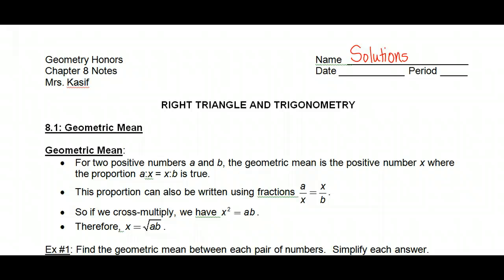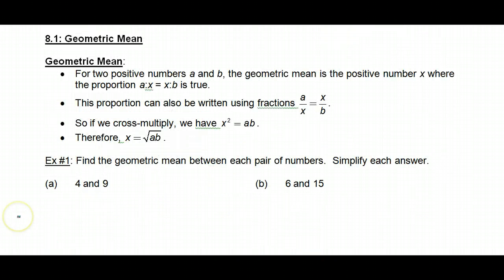So, yeah, those are the buttons that we will need for this section. Okay, so in chapter 8, we're going to start with geometric mean. All right, so in algebra, you usually learn about arithmetic mean, or just thinking about what does it mean to take the mean of the numbers. That's the average. Okay, so geometric mean involves a proportion.